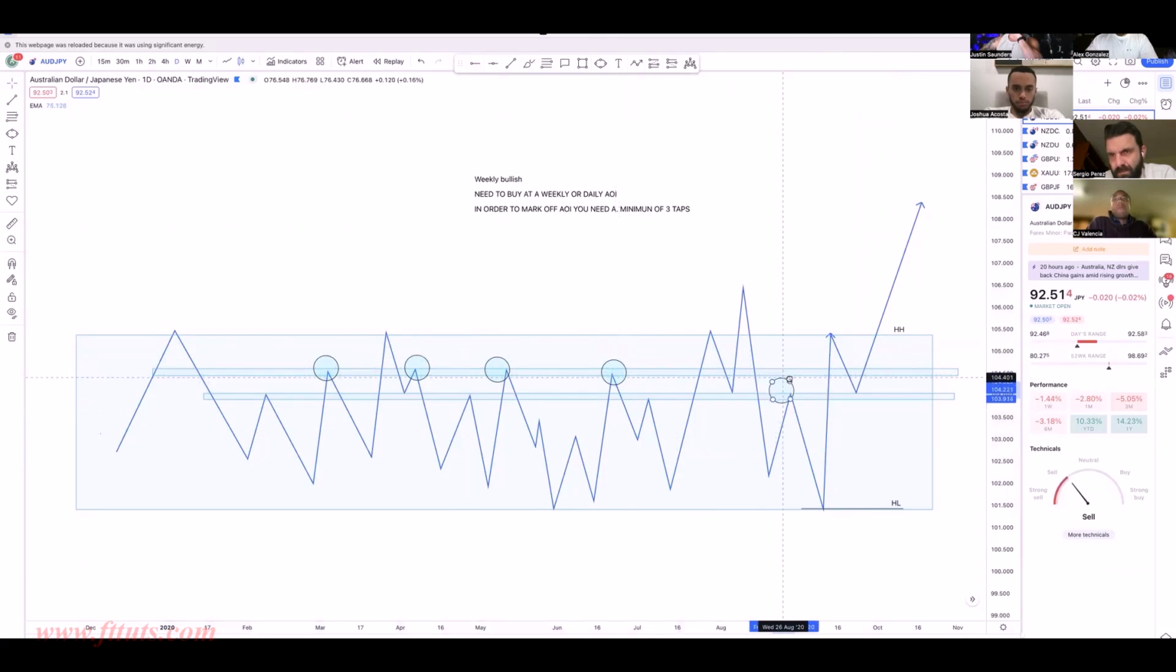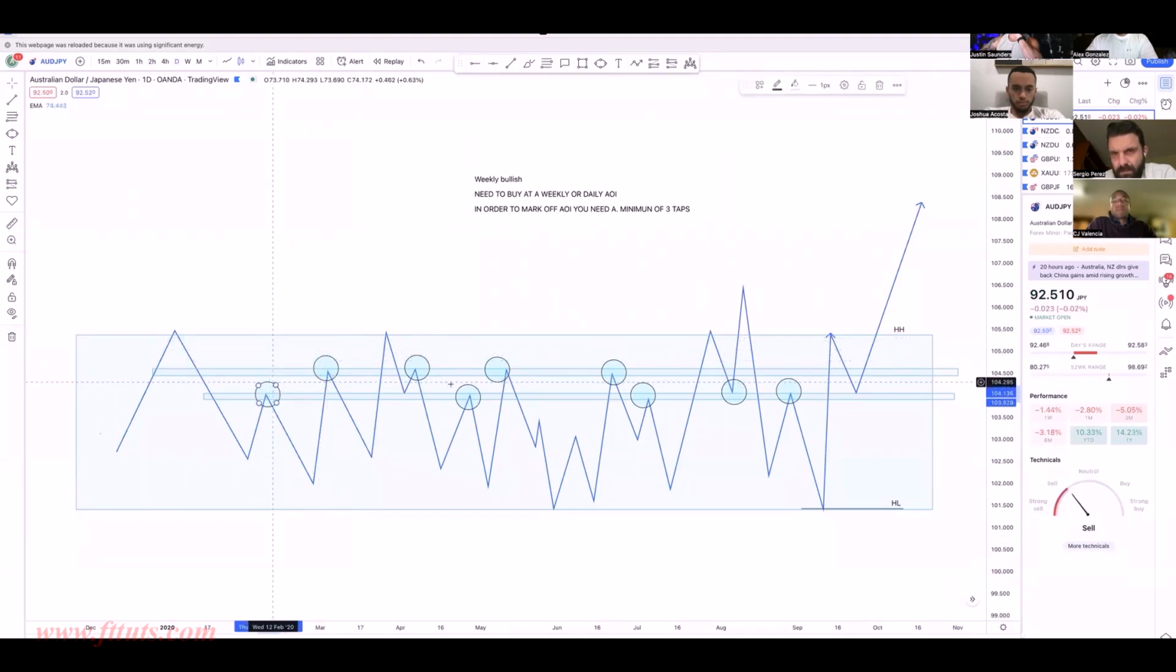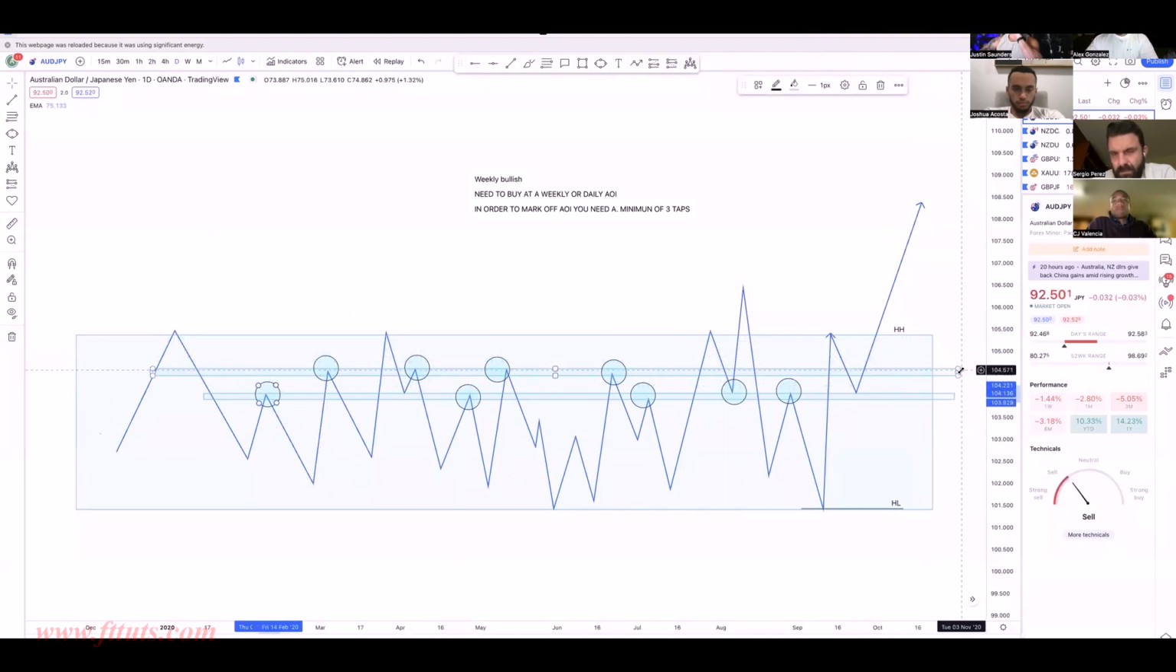We have 1, 2, 3, 4, and then 5, making this another valid area of interest. So this has 1, 2, 3, 4, 5 taps. Oh, 6 right here. Great, I saw somebody pointing it out. All right, so this has 6 points of rejection, making this point pretty valid.